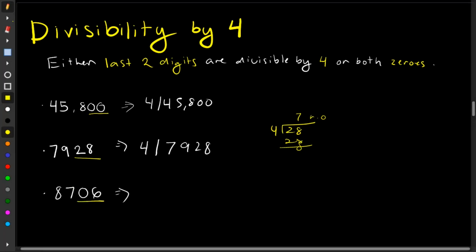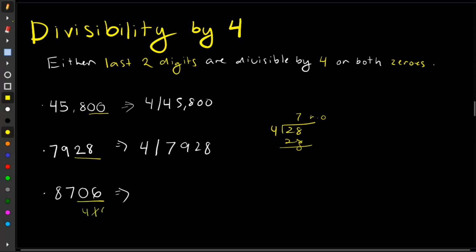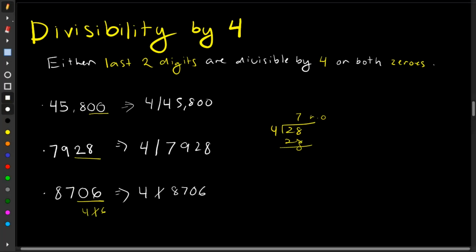Lastly, we have 8,706. Now clearly, 4 does not divide 06. So we have 4 does not divide 8,706. So what we're doing here is we're simply checking the last 2 digits.